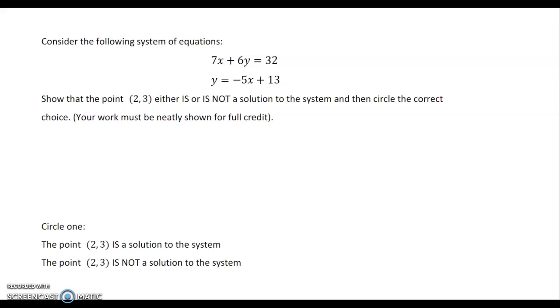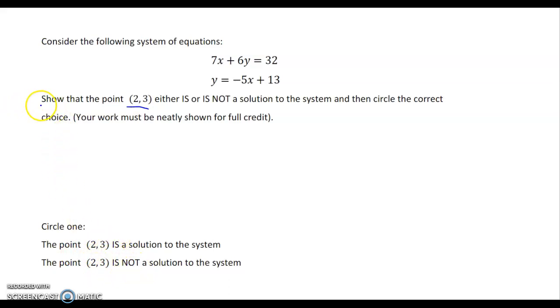Consider the following system of equations. We need to show that the point (2, 3) either is or is not a solution to the system, and then circle the correct choice. Your work must be neatly shown. So at the end, the point (2, 3) is a solution or the point (2, 3) is not a solution.